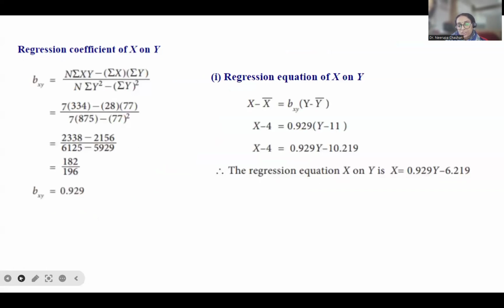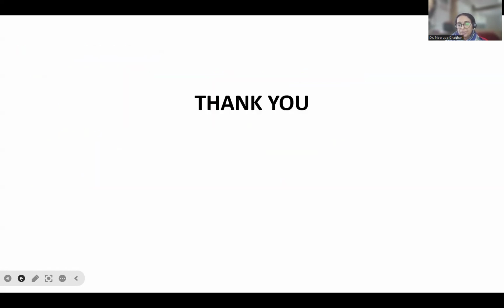Now the second is x on y. We have all the values. We put them into the formula and we get bxy. After that, we generate the regression equation, that is x minus x bar is equal to bxy into y minus y bar. We put in the values and we have generated the equation for x on y. This is how, with the help of the calculations, we generate the regression lines. This is the direct method for generating the regression equations for x on y as well as y on x. Thank you.